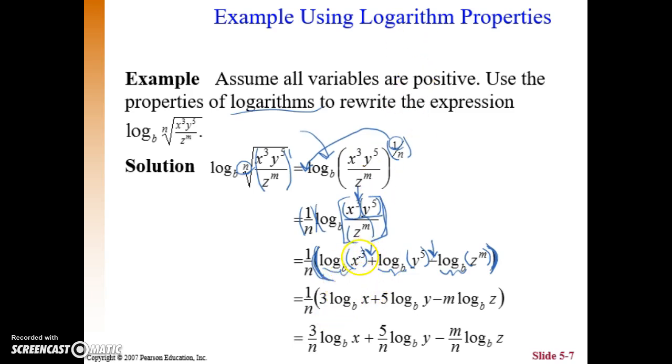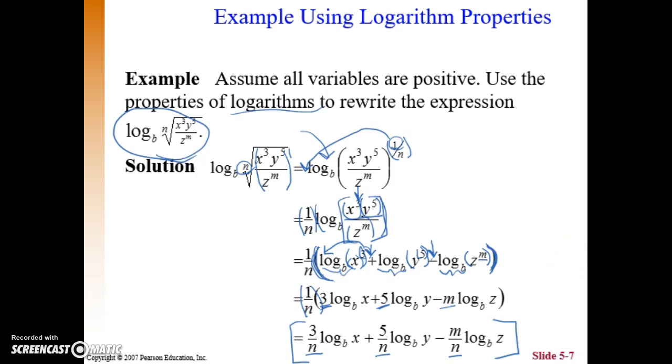So we also can use those properties again. Here we have an expression that's raised to a power, and that power can just be popped down in front of this first logarithm. We have the same thing here. 5 gets popped down in front of log base b of y, and m gets popped down front of log base b of z. So we've used that property for each one of those terms. And then all they've done here is just distribute the 1 over n to all of those coefficients in front of our logarithms. And that's as simple as we can write this original log base b expression.